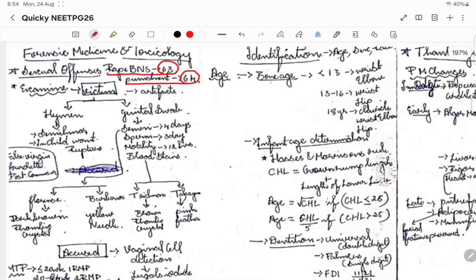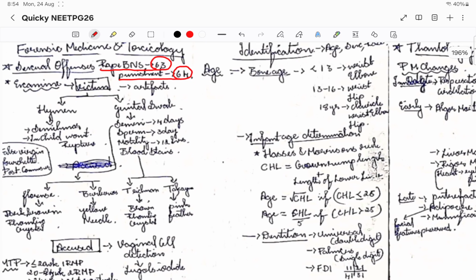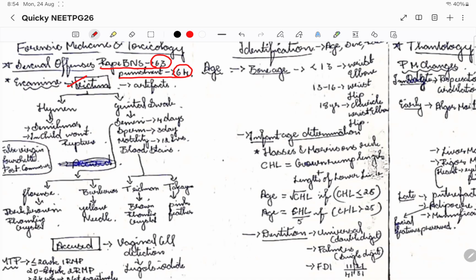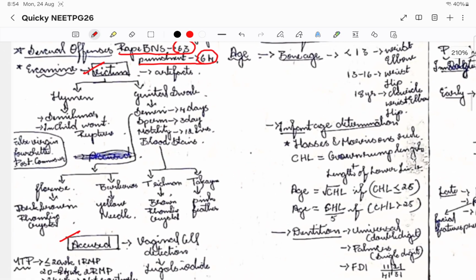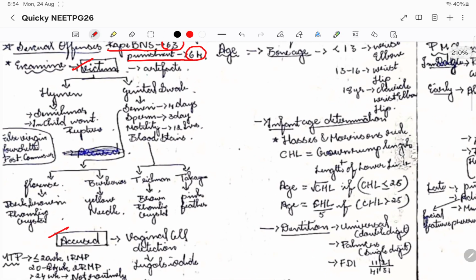Then coming to examination of the victims and accused. This is what the questions have been all through these years. In victims, we'll collect the artifacts: the clothes, the nails, the ornaments, etc. Then with examination, we'll go for hymen and genital swab examination.